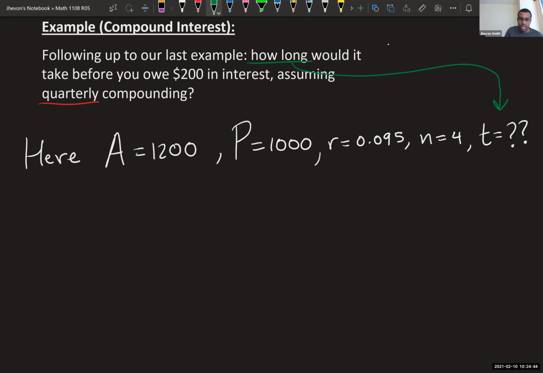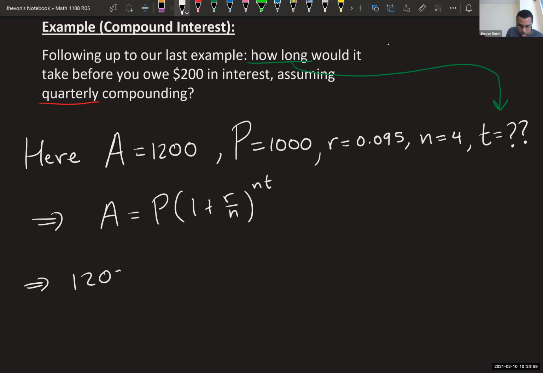I know all these other things, which means if I'm using compounded interest and this is the formula, I know everything in this scenario except the time. I know that I have to pay back 1,200. I know that I borrowed 1,000. I borrowed it at 9.5%. It's compounded quarterly, so that's 4 for N, and T, I don't know. This is what we want.